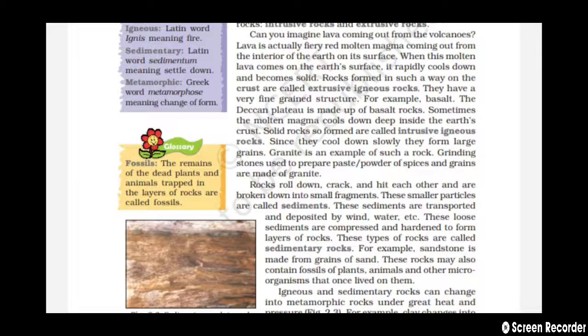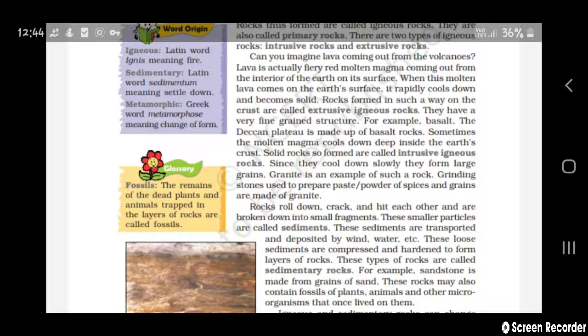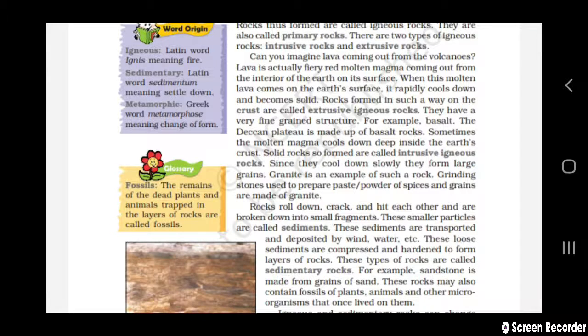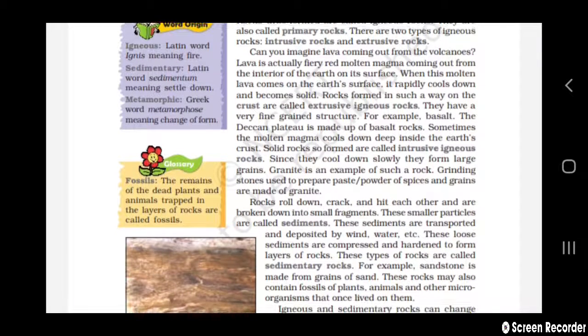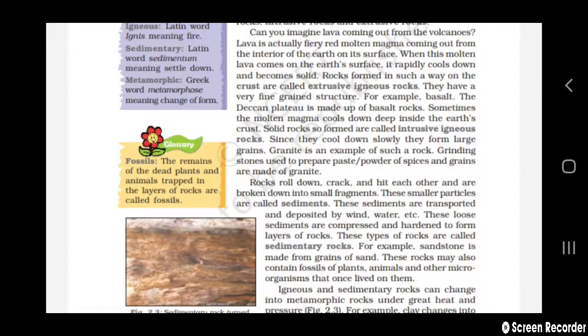And they have a very fine grained structure. Some examples of extrusive igneous rocks are basalt, and the Deccan Plateau is made up of basalt rock. And sometimes the molten magma cools down deep inside the earth's crust.